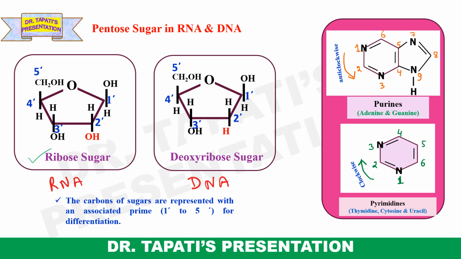The difference between ribose sugar and deoxyribose sugar is that in ribose sugar, at the C2 prime position an OH group is present, whereas in deoxyribose, at the C2 prime position a hydrogen is present. Therefore, it is known as deoxyribose because oxygen is not present at the C2 prime position of the deoxyribose sugar. Only H is present instead of OH.